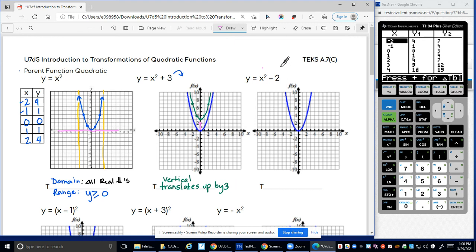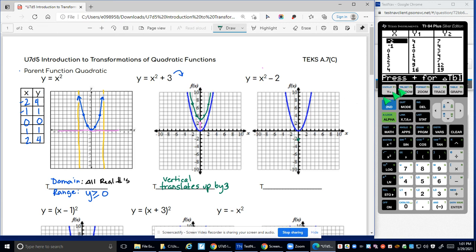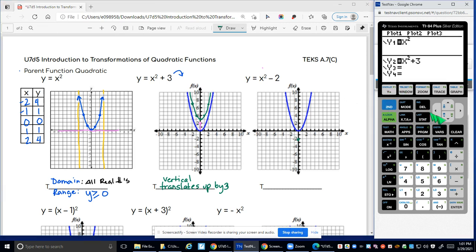Awesome. What do you think -2 is going to mean? If you said down, you're right. Notice the vertex; we can always count on that vertex. If we were translating down by 2, because it's -2, it would be down by 2. Let's check it out. I'll type right over this and put -2, and then go to the table.